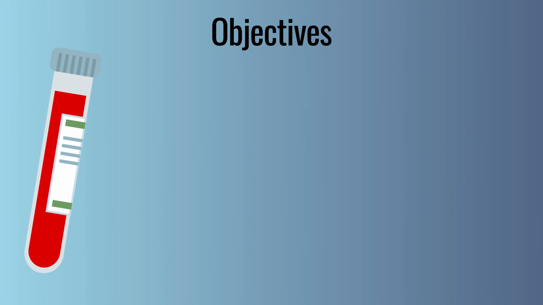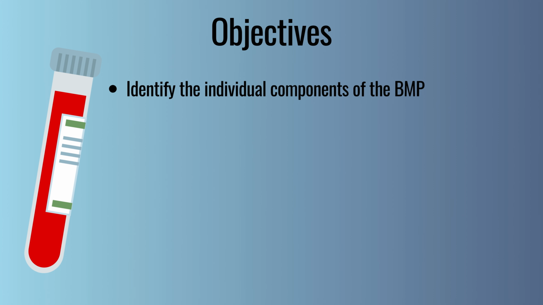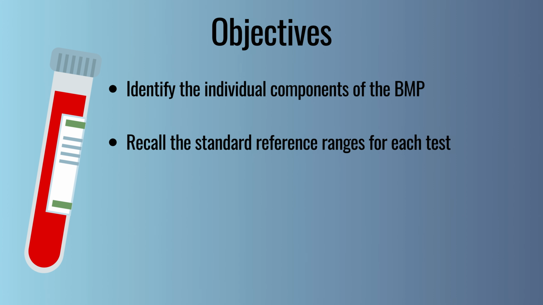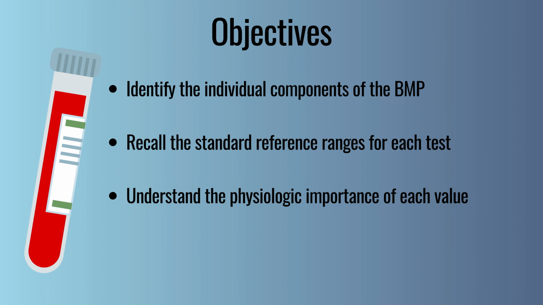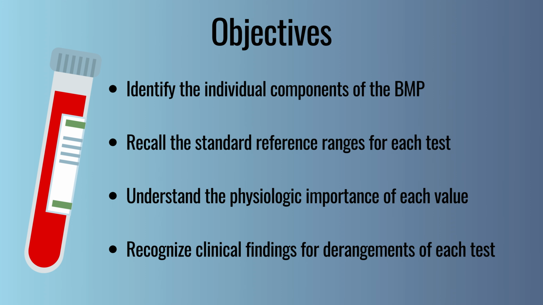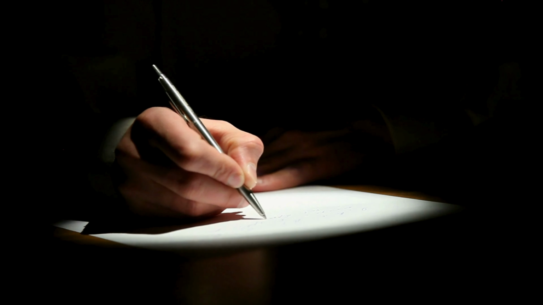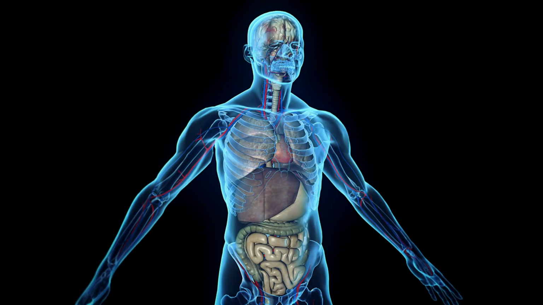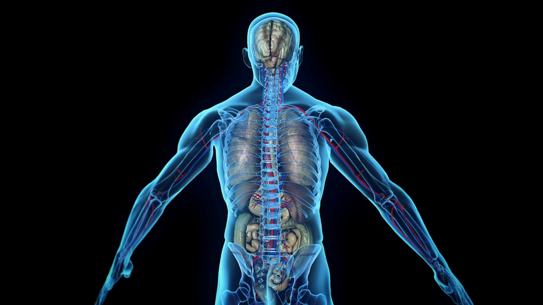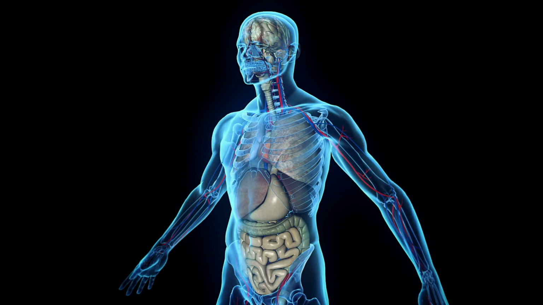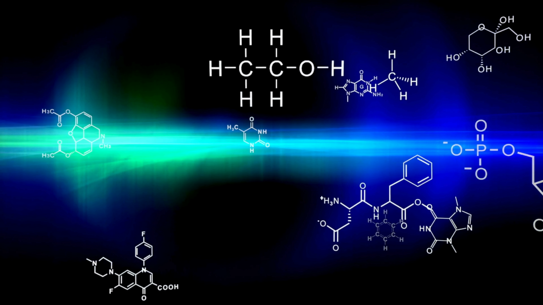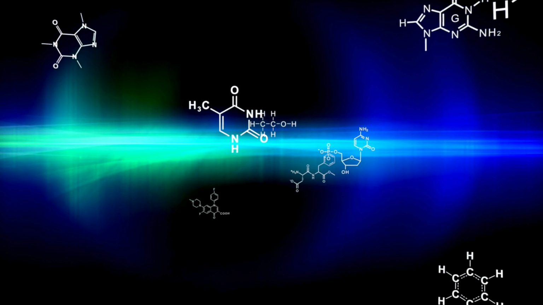The objectives for this video are to identify the individual components of the BMP, recall the standard reference ranges for each test, understand the physiologic importance of each value, and recognize clinical findings for derangements of each test. Entire books have been written on fluid and electrolytes. Since this is only a short video, I will not be going into the physiologic regulation or treatment of metabolic derangements, just their basic functions. In fact, an entire video could probably be dedicated to each test individually.